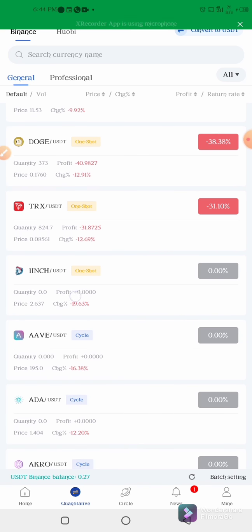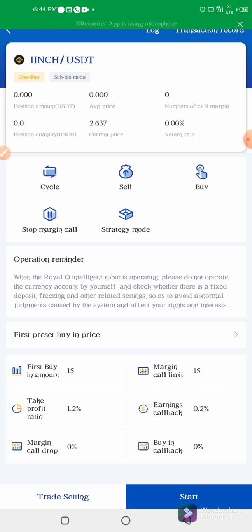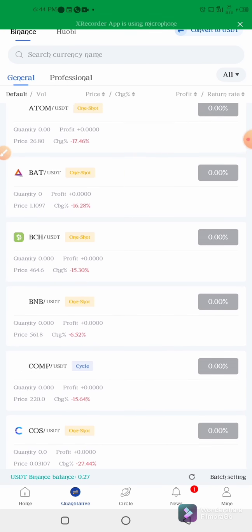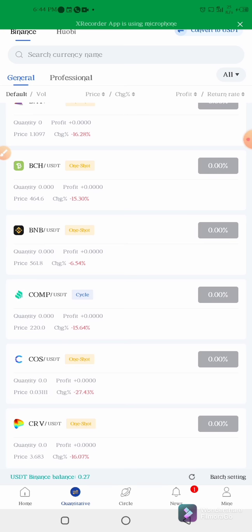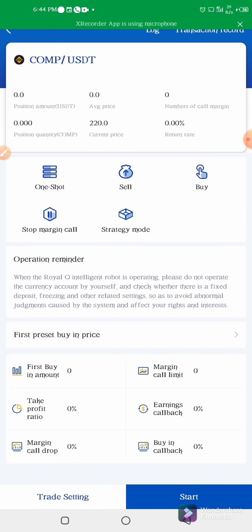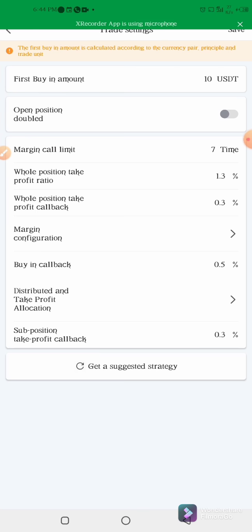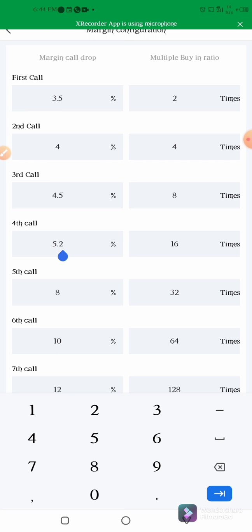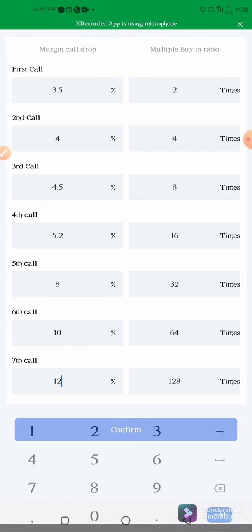And of course, the default trade setting on RoyalQ, let me use 1inch for example. The default trade setting on RoyalQ, I think I've traded 1inch before. I want you to see the default trade setting on RoyalQ. Okay, let me pick COMP. I've never traded COMP. The default trade settings allow you to have a first call of 3.54%. Then if there's another drop of 4.5, it buys. Then if there's another drop of 5.2, it buys. Another drop of 8 from the previous one, it buys, and on and on like that.